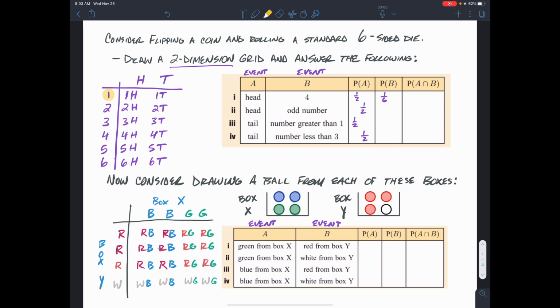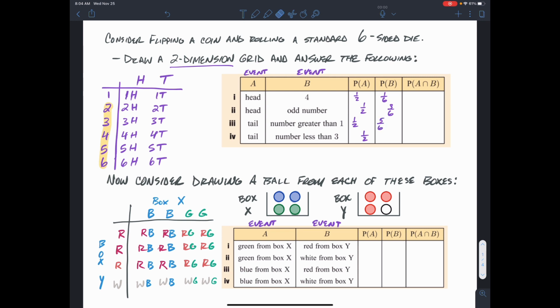An odd number is 1, 3, 5. So of course that's going to be 3 out of 6. And I'm keeping it as its natural fraction, not simplifying, so we can see if we can see a pattern as we're observing here. A number greater than 1. It doesn't say greater than or equal to, just greater than 1. So that's going to be all of these. So we've got 5 different possibilities there, so that would be 5 out of 6.